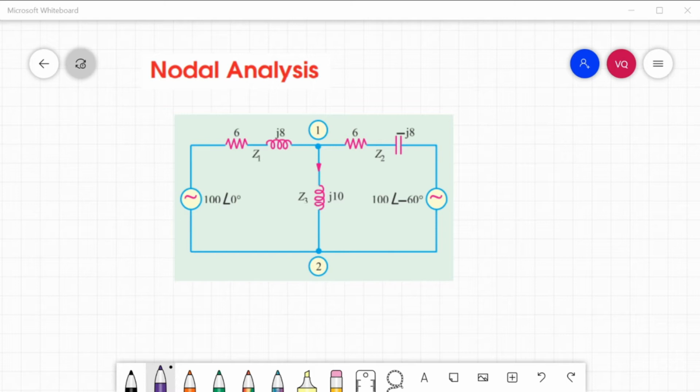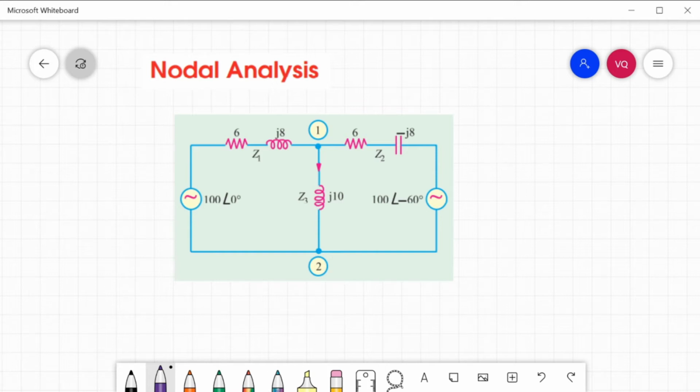For the application of this method, every junction in the network where 3 or more branches meet is regarded as a node. One of these is regarded as the reference node, or what we call the datum node, or the zero potential node. Hence, the number of simultaneous equations to be solved becomes n minus 1, where n is the number of independent nodes. These node equations often become simplified if all voltage sources are converted into current sources.